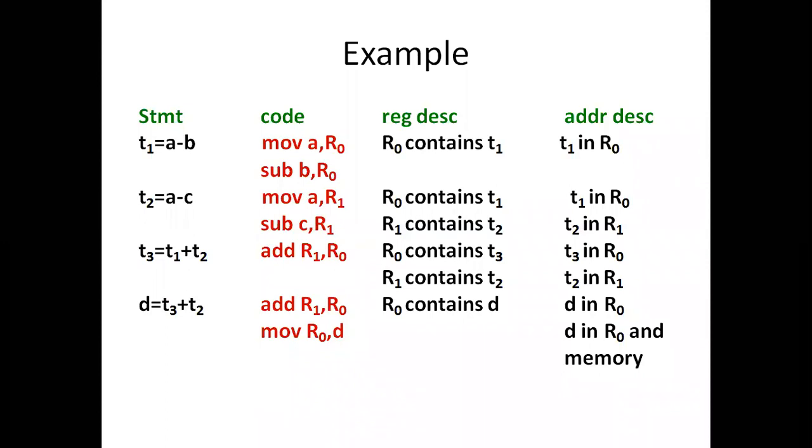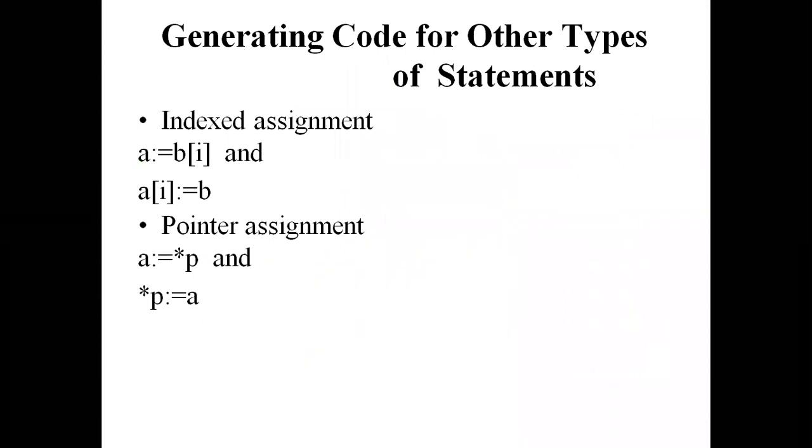This is about code generation. We generate the code in a machine-level language. Here we generate the target code sequences. If you generate the target code sequence, then automatically the process of compilation is completed, isn't it? Then here, generating the code for other types of statements. For example, if you have indexed assignments or pointer assignments, what representations do we use for them?